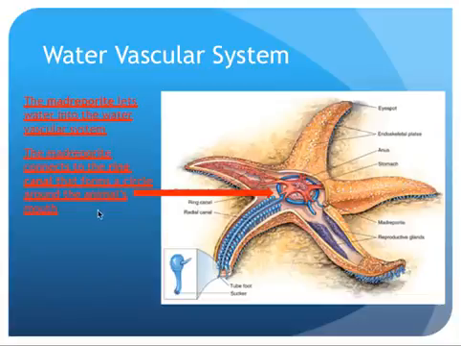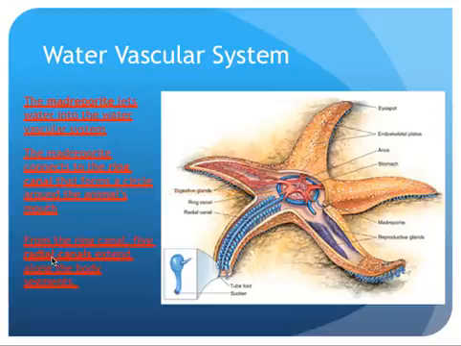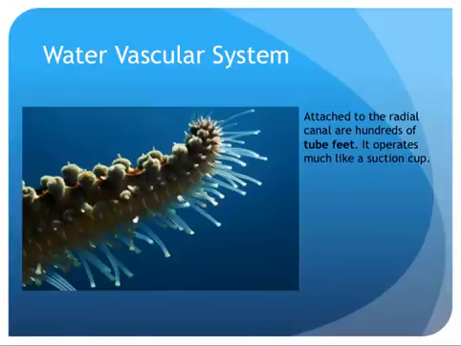The madreporite connects to a ring canal that forms a circle around the animal's mouth. So the madreporite lets the water in, and then the water comes in the ring canal, and that helps distribute the water evenly. And then from the ring canal, 5 radial canals extend along the body segments. And then from the radial canals, the water goes into the tube feet. Attached to the radial canals are tube feet. They operate much like a suction cup.